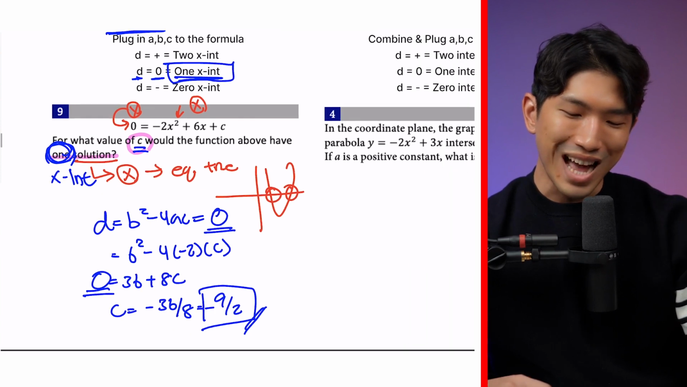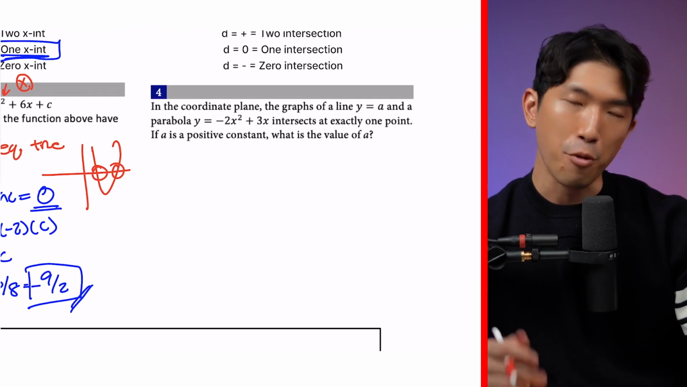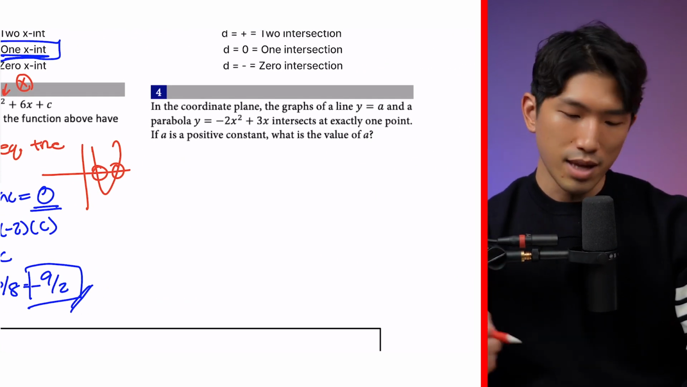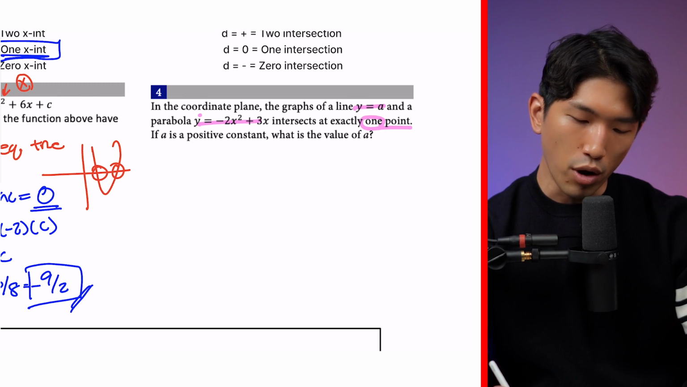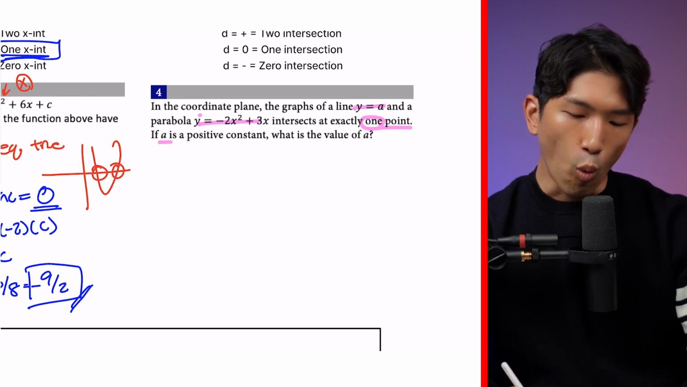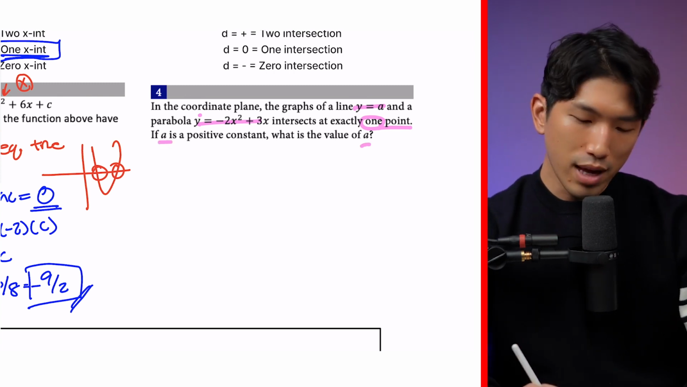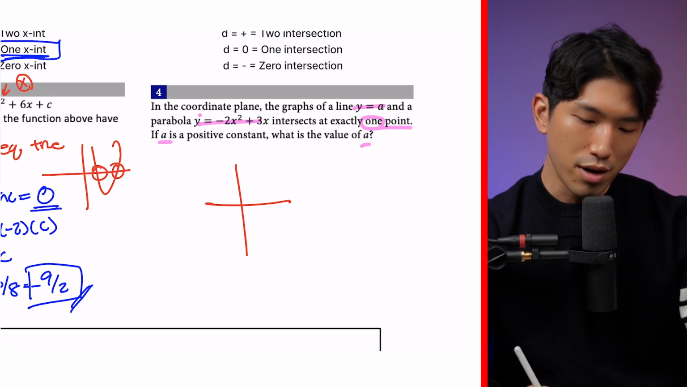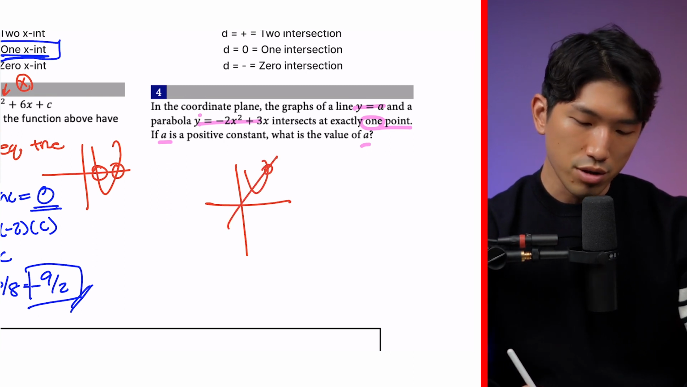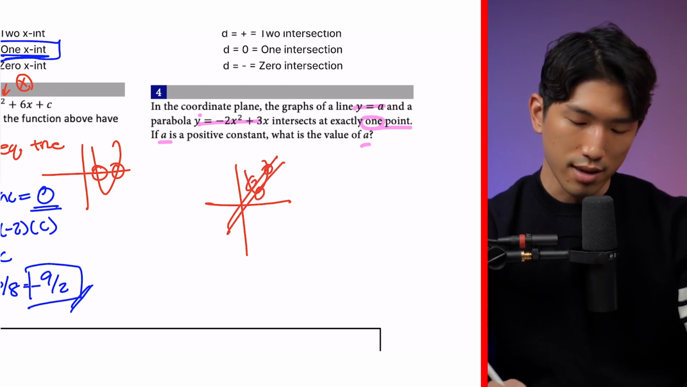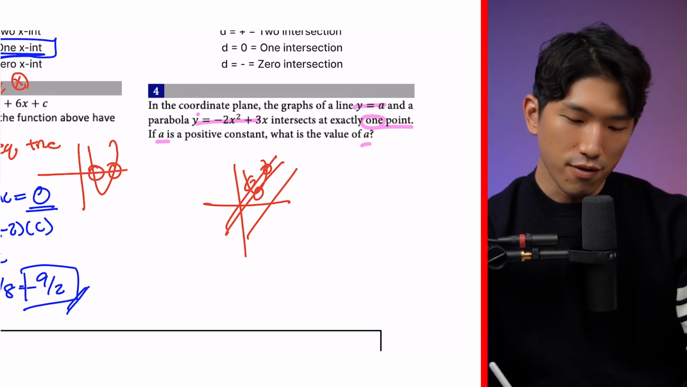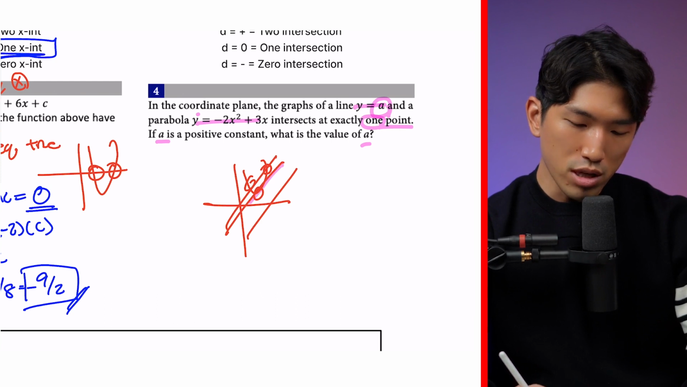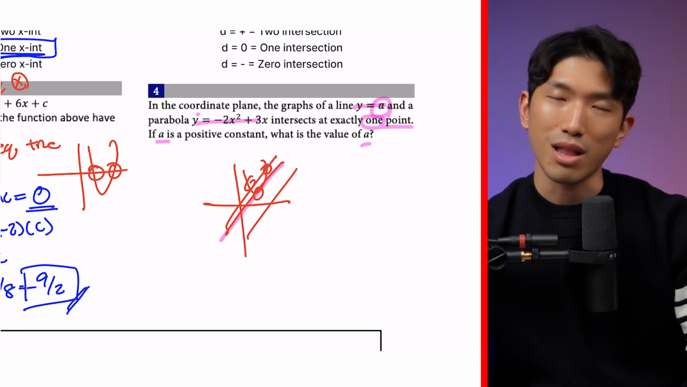But what if the question is not just talking about a parabola, but a parabola and a line instead? So for example, in the coordinate plane, the graph of a line and a parabola intersect at exactly just one point. If a is positive, what's the value of a? So when it comes to a line and a parabola, there are three possible scenarios. It can have two intersections like that, or just one intersection like that, or no intersection at all because they would never cross. And our job here is to find the value of a so that there is only just one intersection between a line and a parabola.